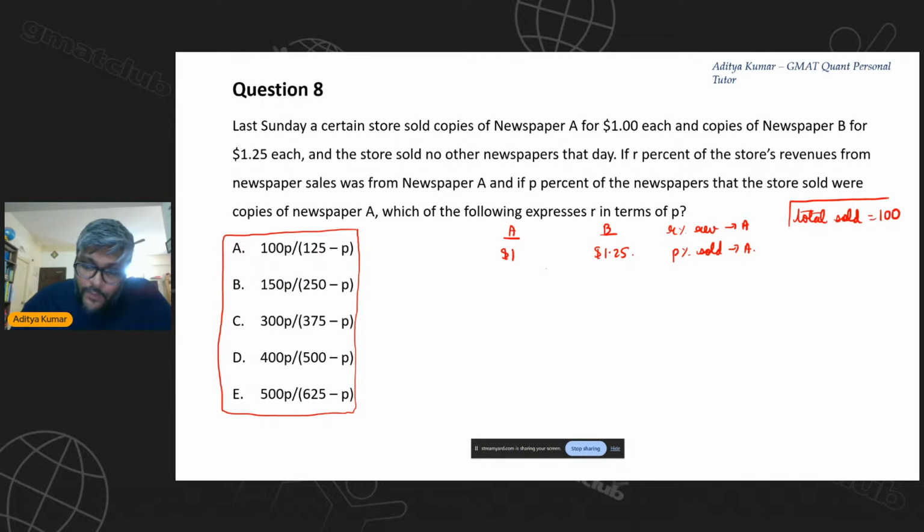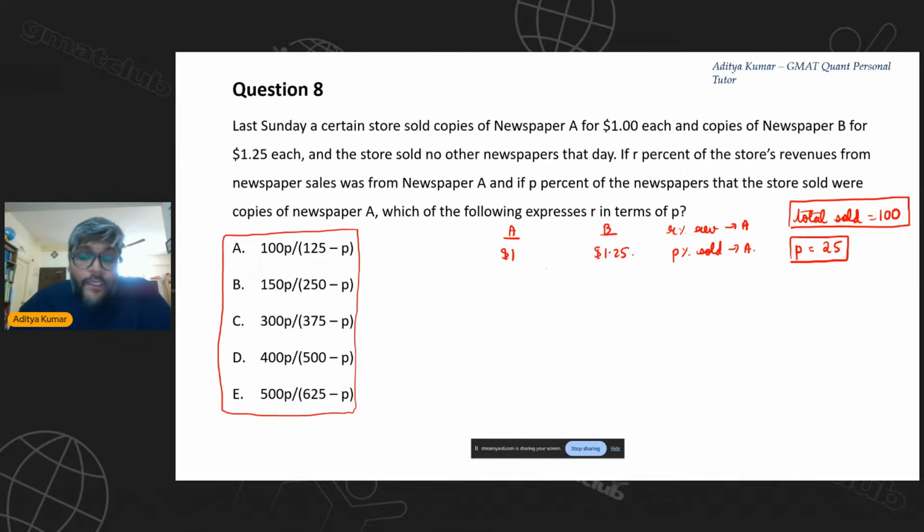Okay, let the total newspapers sold be 100. And I know P percent of the newspapers that were sold were copies of newspaper A. So I'm going to say, okay, let P be 25. You see, I'm substituting P as 25. That is the variable in my answer choices. So I'm calling P as 25. I'm putting a box over it so that I remember it. So 25% of the newspapers sold were from newspaper A. Or 20, you can take 20 as well, you can take 40 as well.